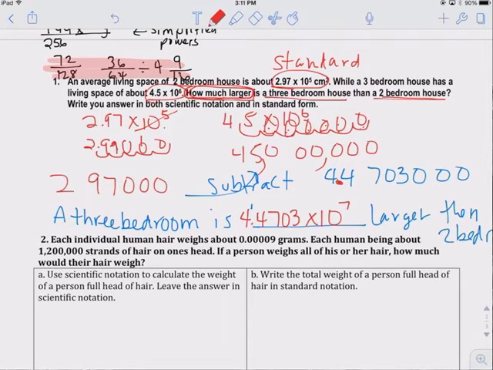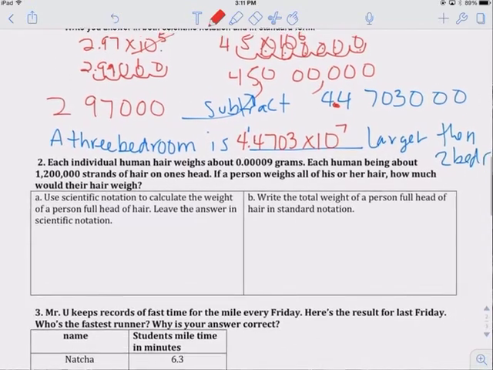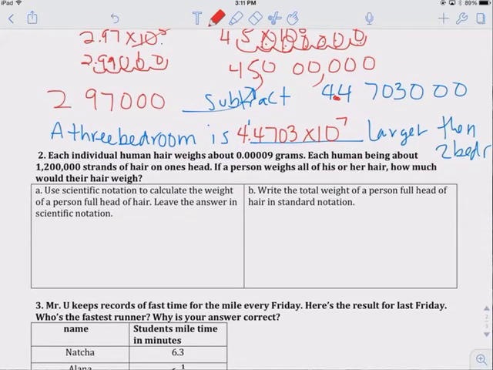1, 2, 3, 4, 5, 6, 7. Yeah. So we don't have to put the zeros after 703? No, you don't have to. Would it be wrong if we do? It's wrong. In scientific notation, those zeros mean nothing.